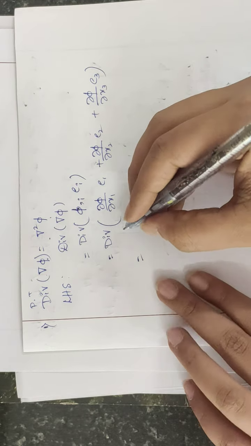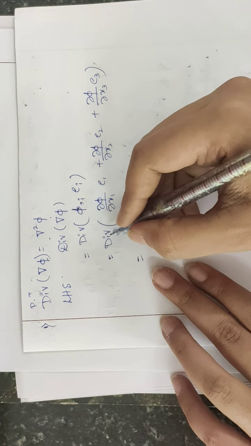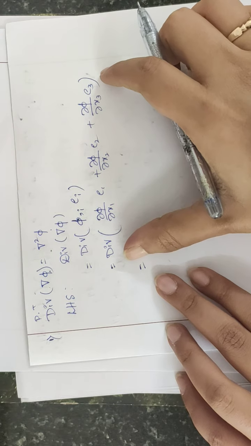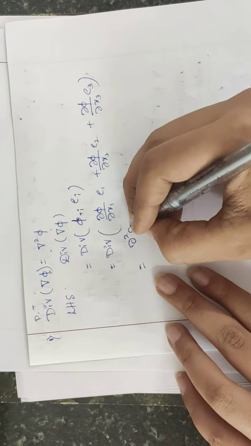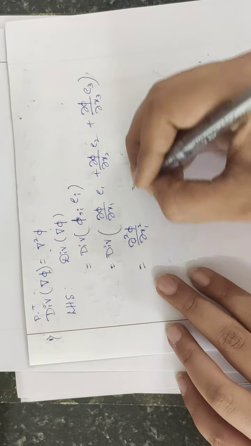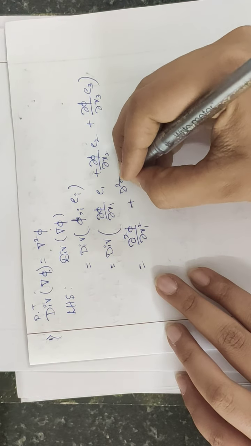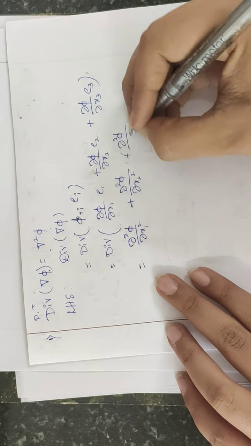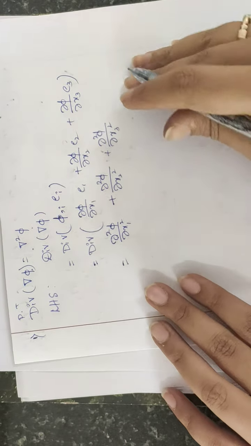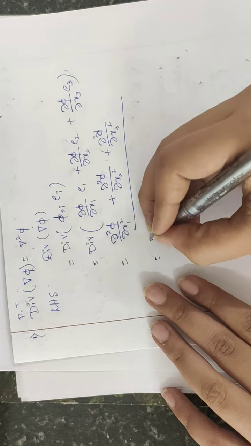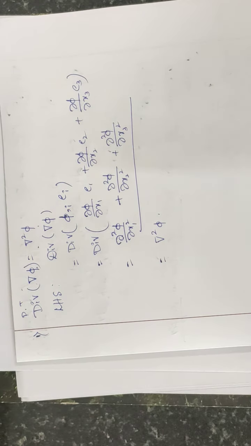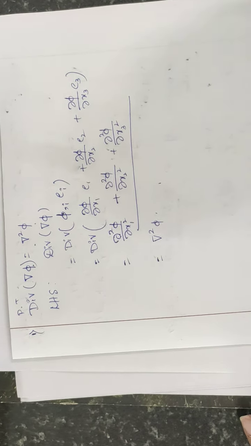Del phi means it is a partial derivative, right? So now I can write this whole thing as ∂²phi/∂x1² plus ∂²phi/∂x2² plus ∂²phi/∂x3². This is nothing but del square phi. So divergence of del phi is equal to del square phi.